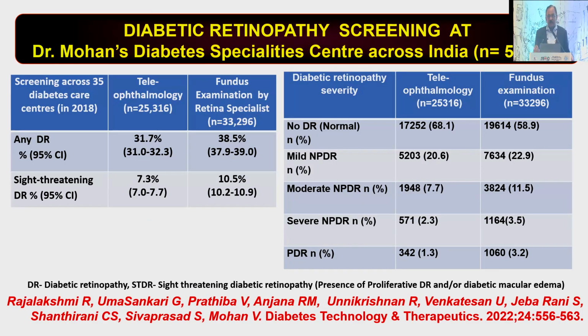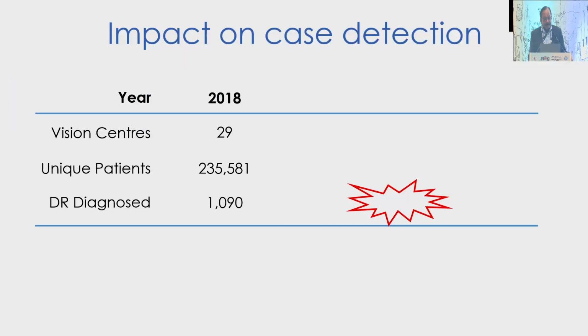Again, this similar process is done at Mohan's Diabetic Center on a regular basis. This is Dr. Rajalakshmi's data, where they also show sight-threatening retinopathy is 7%. The reason for this is that the screening is done in diabetic clinics, which means you have concentrated diabetic patients, not in the general community. So that is the reason the number happens to be higher, at 7.3% sight-threatening retinopathy.